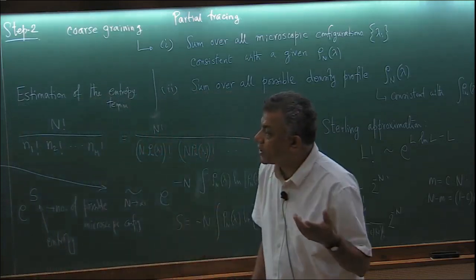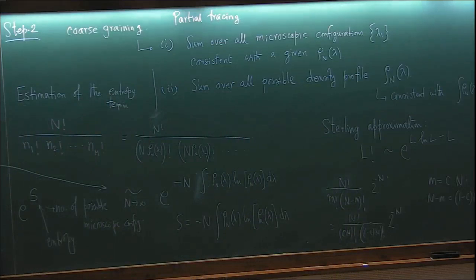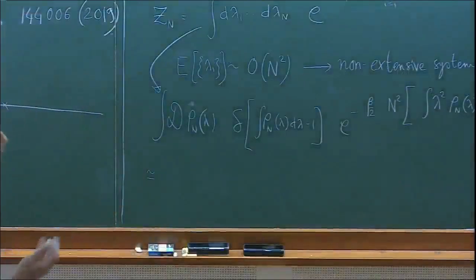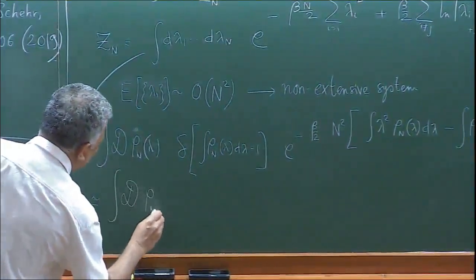In the usual StatMech system, both energy and entropy are of order n, both are extensive. But in this long range system, energy dominates compared to entropy. So in the large n limit, we can drop the entropy term. Well, let me first write this down cleanly.